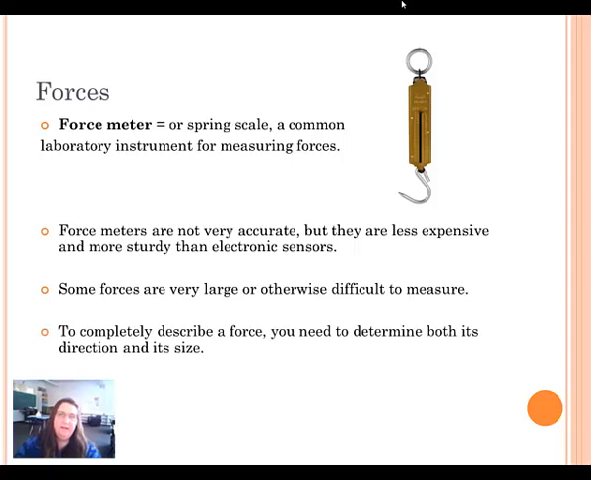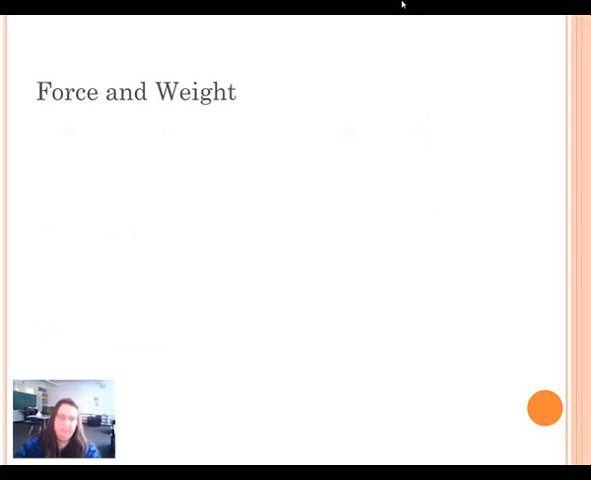To completely describe a force, you need to know 2 things. You need to know how much force you're applying, so its size, and you need to know the direction of the force, the direction that the force is coming from.